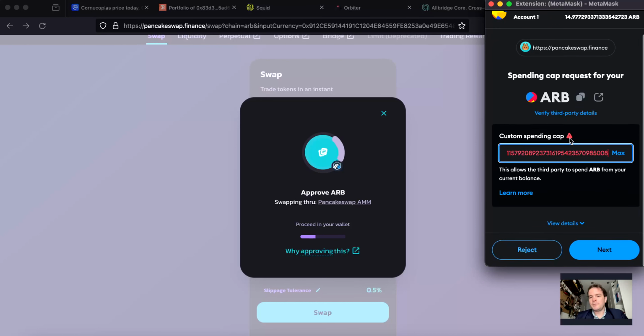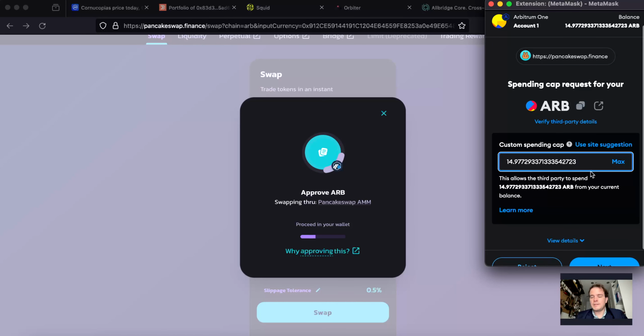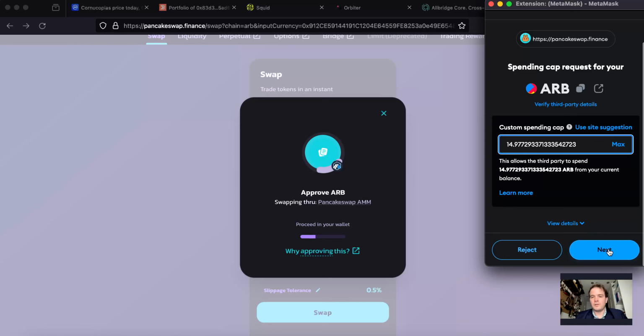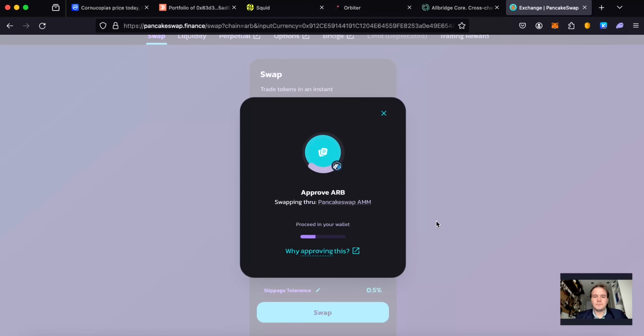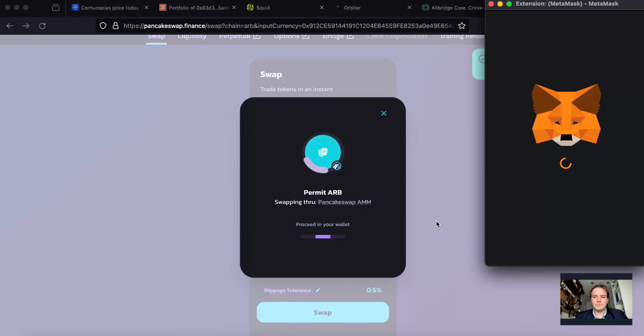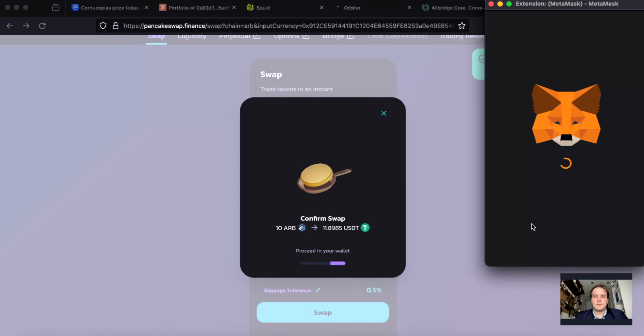Okay, so I'm going to swap it for USDT. I'm going to confirm my swap. Confirm it in my wallet. Again, see what it's done here? It's put the maximum here, and I don't want the maximum. The maximum is 14. It's not however much it's tried to put in.